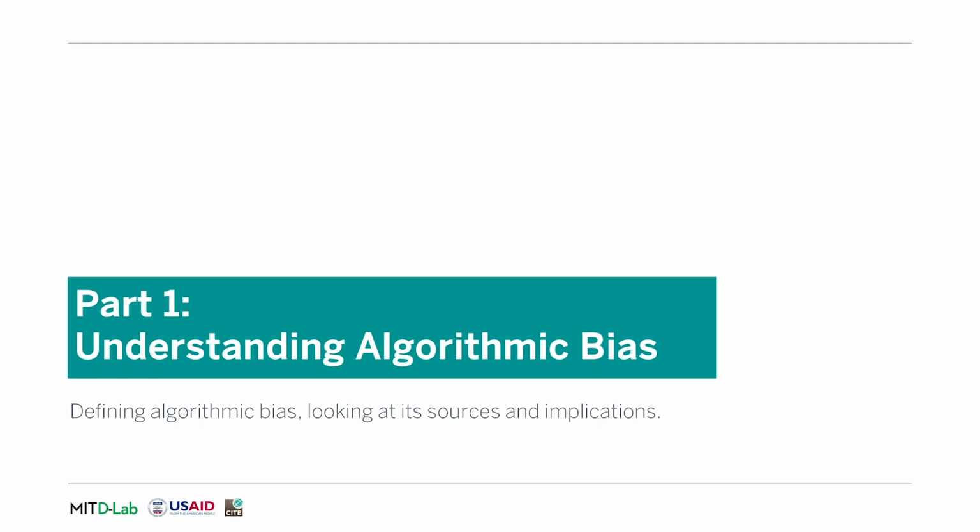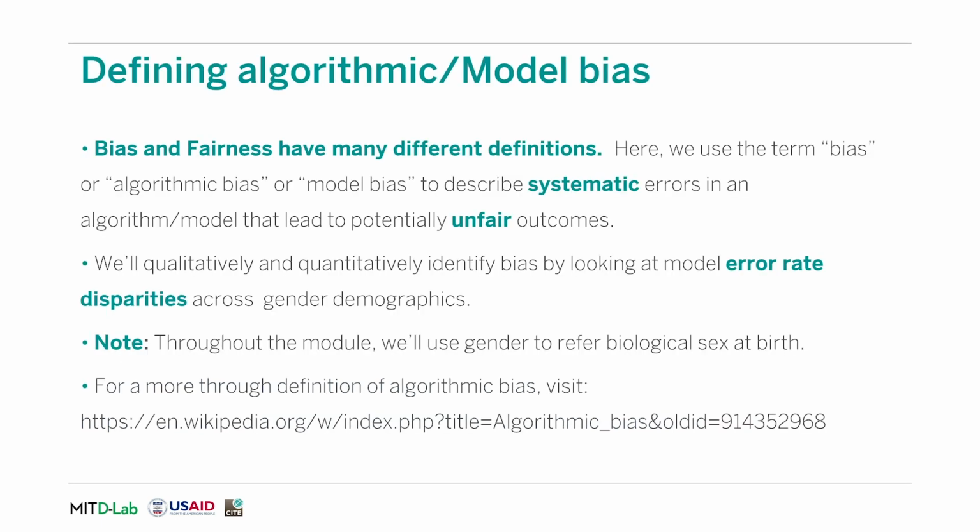In part 1 of this module, we will start by understanding algorithmic bias. We will define it and look at its sources and implications. Throughout the module, we will use the term bias, algorithmic bias, or model bias to describe systematic errors in algorithms or models that could lead to potentially unfair outcomes. We will identify bias qualitatively and quantitatively by looking at model error rate disparities across different gender demographics. And note that throughout the module, we will use gender to describe biological sex at birth.